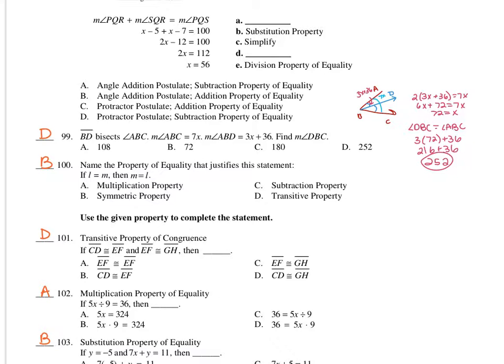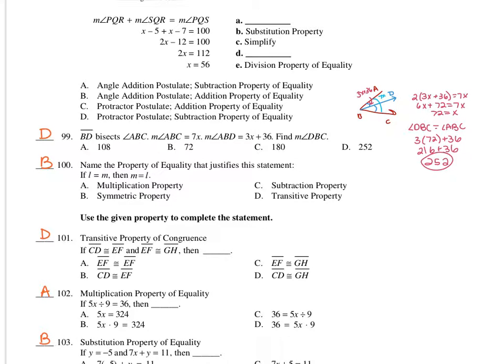99, it said BD bisects ABC, so I drew a diagram. ABC is 7x, and ABD is 3x plus 36. So you would add those two. Oh no, the 7x is the big one. There's two 3x plus 36. So I had to do 3x plus 36 plus 3x plus 36 equals 7x. I get x is 72. And again, this is one of those that's kind of tricky because x is 72 and 72 is a choice, but you have to make sure that you read to know that you have to plug it back in to get DBC.